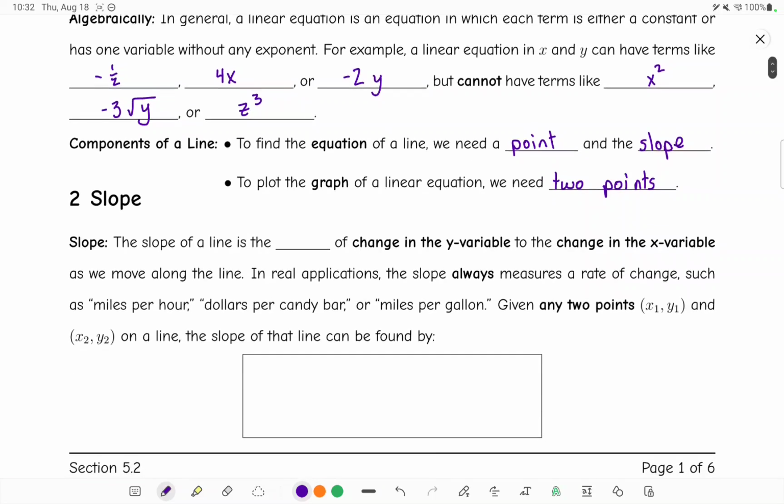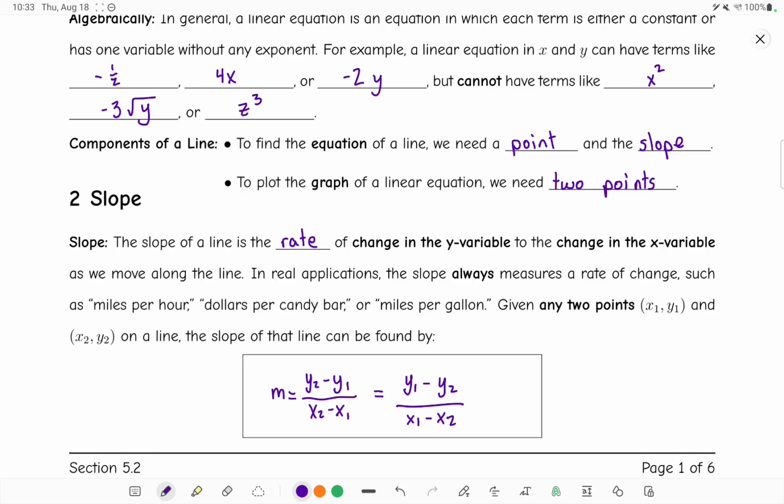Part 2, slope. The slope of a line is the rate of change in the y variable to the change in the x variable as we move along the line. In real applications, the slope always measures a rate of change such as miles per hour, dollars per candy bar, or miles per gallon. Given any 2 points x1, y1 and x2, y2 on a line, the slope of that line can be found by m equals y2 minus y1 over x2 minus x1. You will also see that this is the same thing as y1 minus y2 over x1 minus x2.